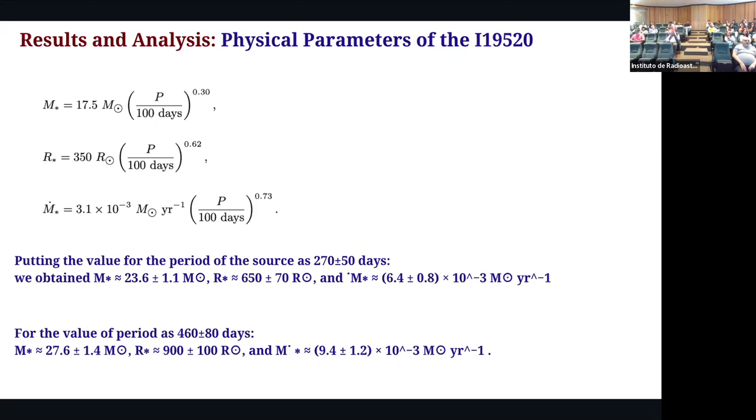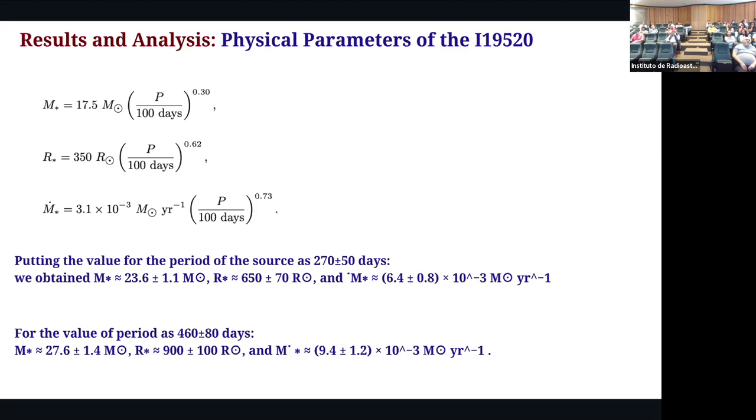So I was talking about the... May I ask a question? Yeah, sure. If the radius is so large, how is that consistent with an M9.5 or early B spectral type? Yeah, because of the large radius, the effective temperature of the source is low.